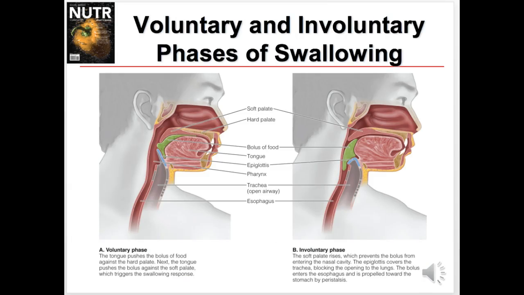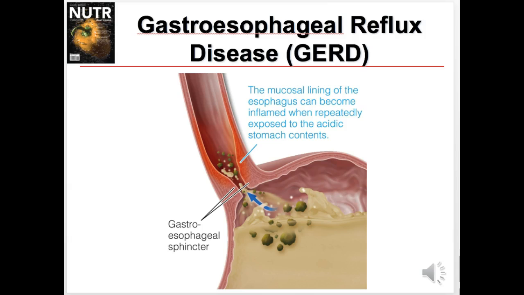As we talked about, there is a voluntary phase and an involuntary phase. The voluntary phase is where the tongue pushes a bolus of food against the hard palate. Then the tongue pushes the bolus against the soft palate, which triggers a swallowing response. The involuntary phase, which you're not controlling, is when the soft palate rises, which prevents the bolus from entering the nasal cavity. Aren't we glad we don't have to think about that when we're eating, right? Then the epiglottis covers the trachea, blocking the opening to the lungs. So the bolus enters the esophagus and is propelled towards the stomach by peristalsis. Here's an example of that GERD, of exactly what's happening.